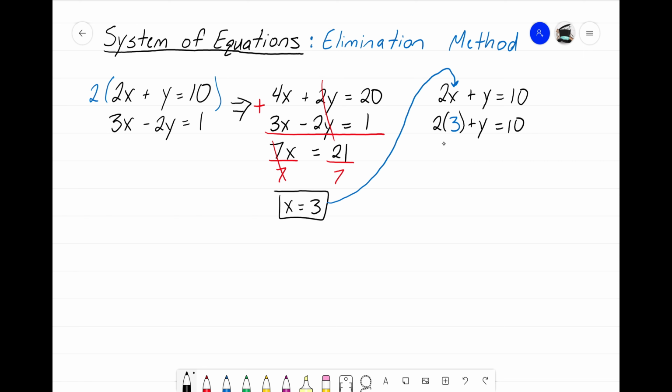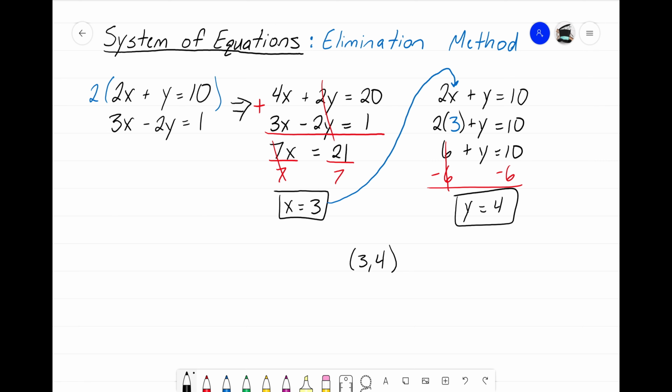So 2 times 3 becomes a 6, plus y equals 10. My next step is I want to move that constant over to the right side. So let's subtract 6 on both sides. I do that. The 6s on the left zero out. I'm left with y equals 10 minus 6, which is 4. So now I know that these two equations are going to intersect at the point (3, 4).